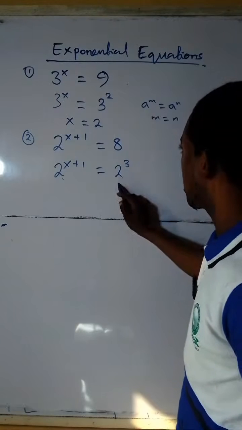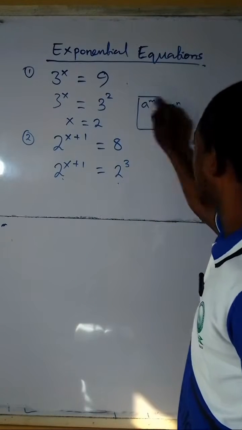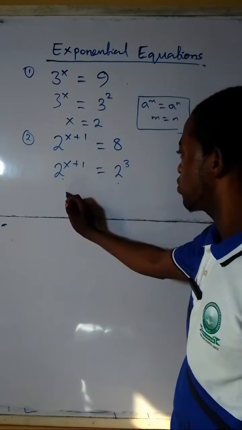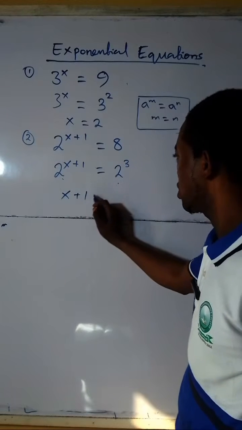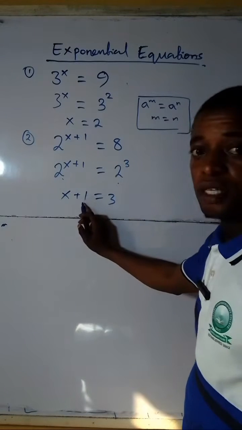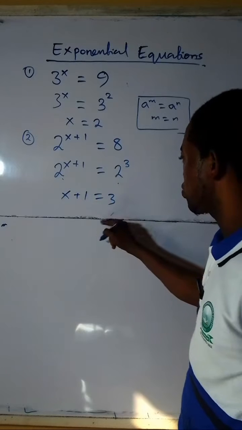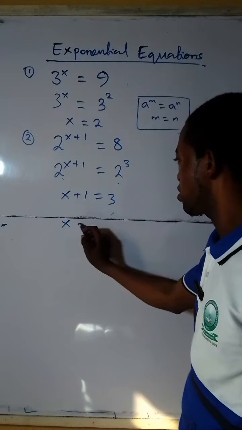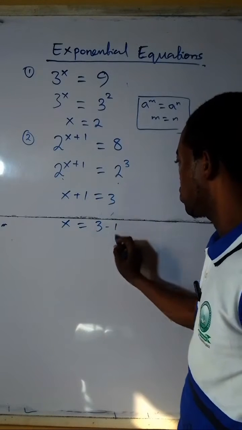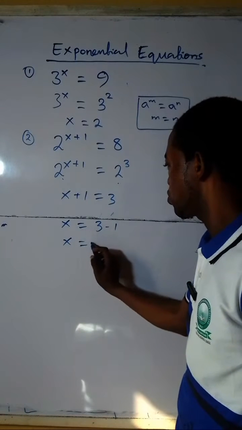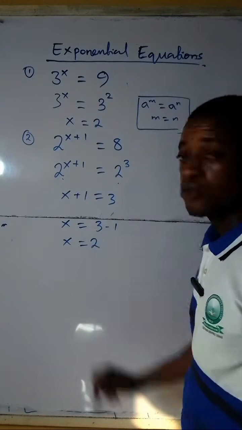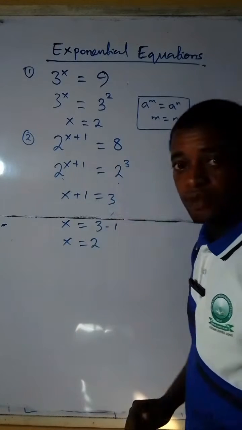Then also the bases are equal. Then we can equate the power and we have x plus 1 equals to 3. Then taking 1 to this side, plus 1 will become minus, and we have x equals to 3 minus 1, which implies x equals to 2. So we have x equals to 2 as well from this given equation.